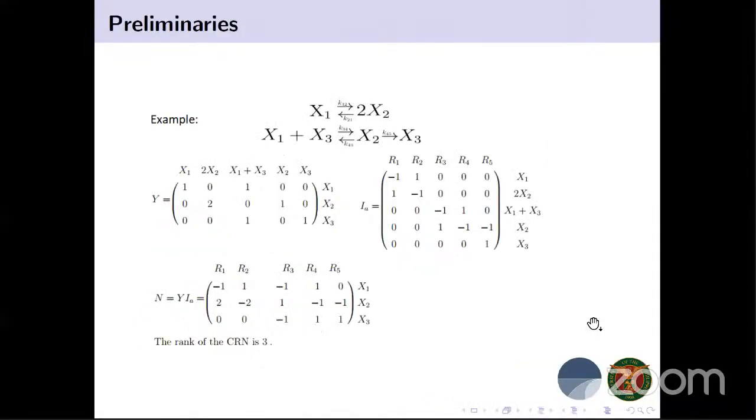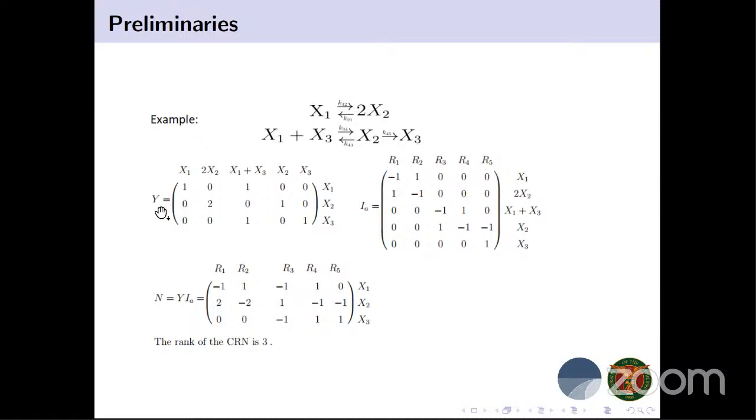Okay, so we consider this example. We have this network, and this network has 5 reactions. The first reaction is x1 to 2x2, and the second reaction is 2x2 to x1. The third one is x1 plus x3 going to x2. The fourth one is x2 to x1 plus x3, and the last reaction is x2 to x3. So there are 5 reactions in this CRN.